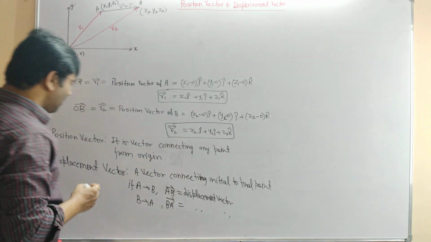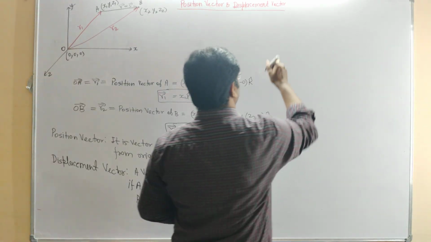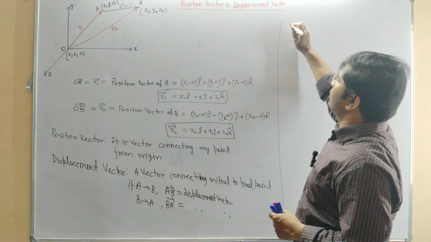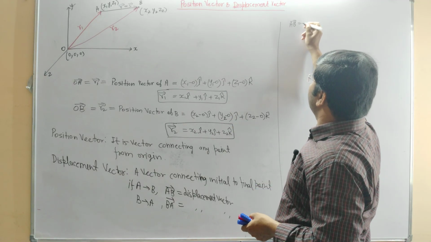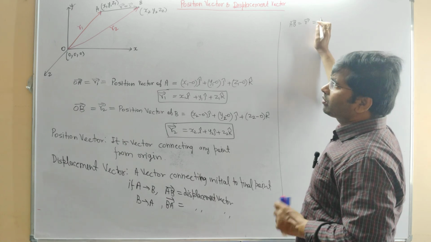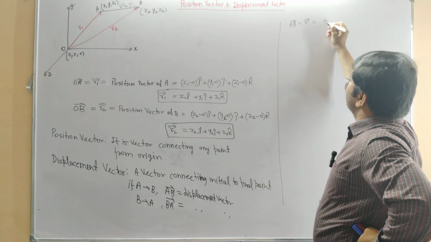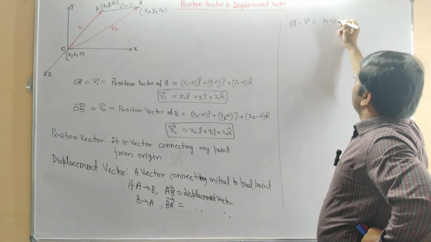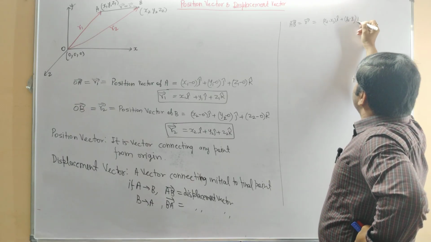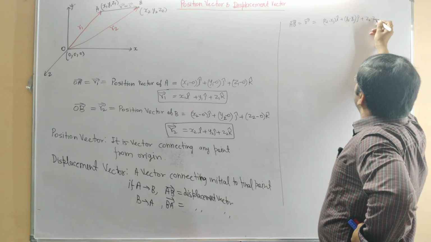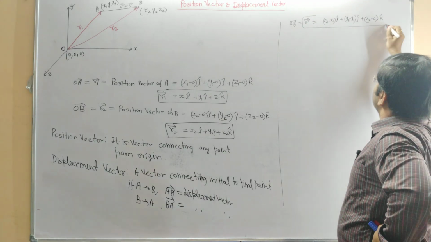Okay, so if I want to find the displacement vector, we can define it in Cartesian form, this displacement vector A to B. We can write this as R or S. R means final point minus initial point. So this is (x2 minus x1) i cap, (y2 minus y1) j cap, (z2 minus z1) k cap. So this is the displacement vector.